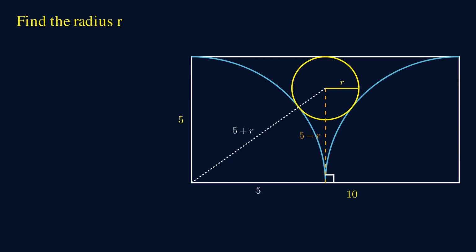We're going to connect the center of the small circle to the bottom left corner of the rectangle. Then we drop a dashed vertical line straight down from the small circle's center to the bottom edge. And this is the nice part. We've created a right triangle.